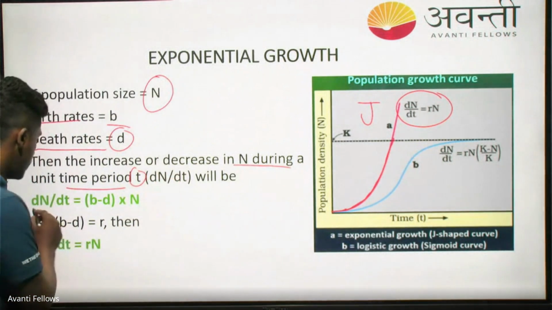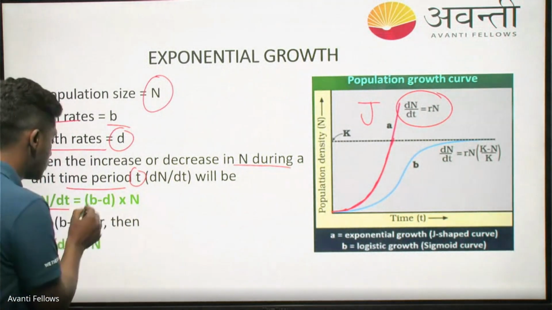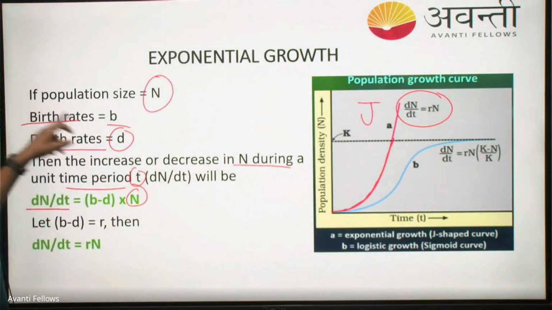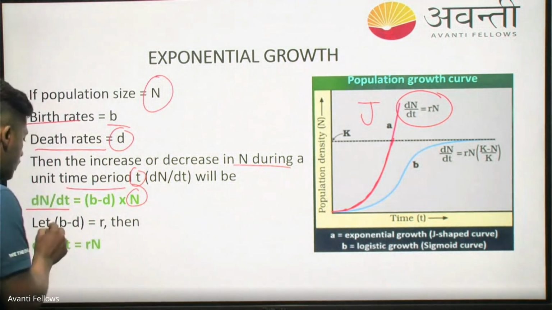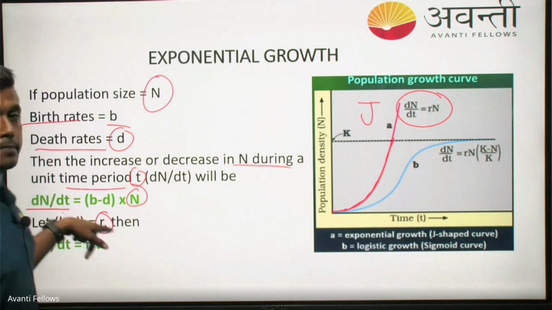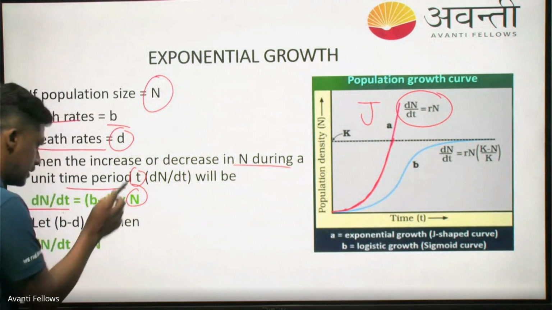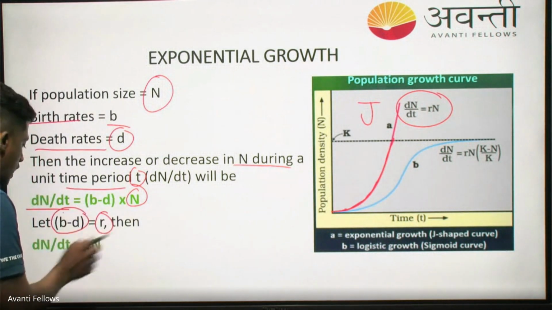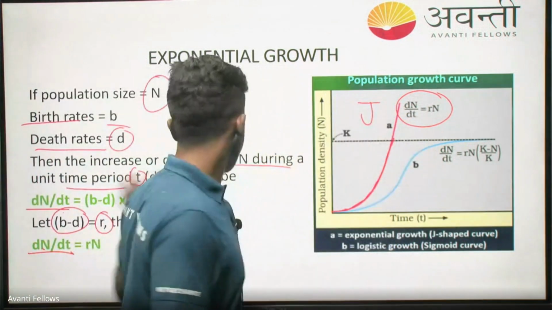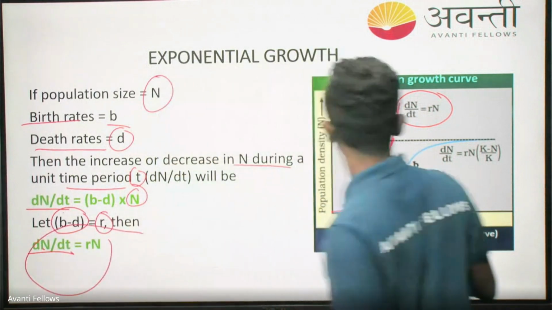So dN by dt, that is the change in the population with respect to a given time, equals birth minus death into N, where N is the population density at that time. Now let birth minus death equal r. r is a very, very important factor, and we'll talk about this factor. Then if we convert birth minus death into r, it becomes dN by dt equals rN. So this is the equation for exponential growth, and you have to remember this.